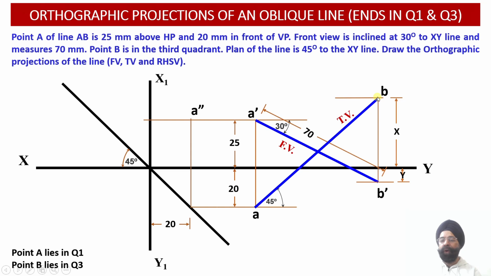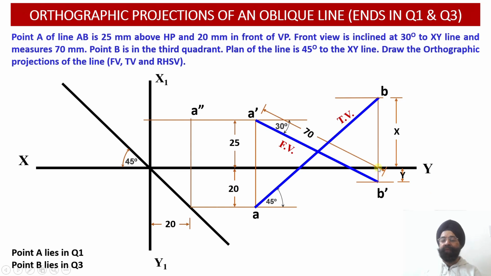Similarly, this is the point B. So how much is this distance over here? So this distance again we have measured as distance X over here. So we know that point B will be located X millimeter distance behind the vertical plane. So if this point B is located Y millimeter distance below the horizontal plane and X millimeter distance behind the vertical plane, only then this point B will be located in the third quadrant.